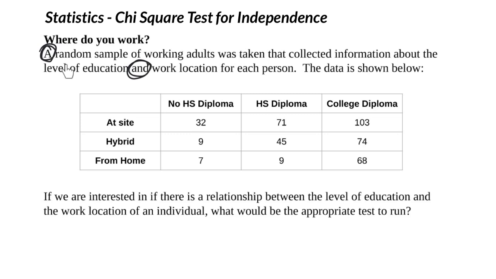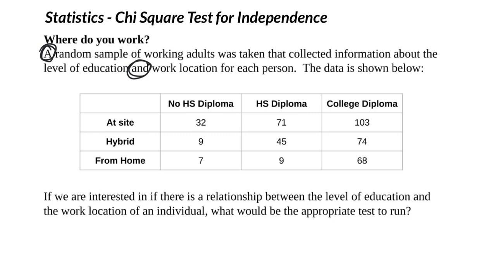So for example, if we took a sample and just said, what's your education level? And we didn't pay any attention to where people work, then it would be a goodness of fit test. Or if we paid no attention to their education level, just asked them where they work, that would be a goodness of fit. But the fact that we asked them both and categorized basically each person provided 2 pieces of information makes it a test for independence.